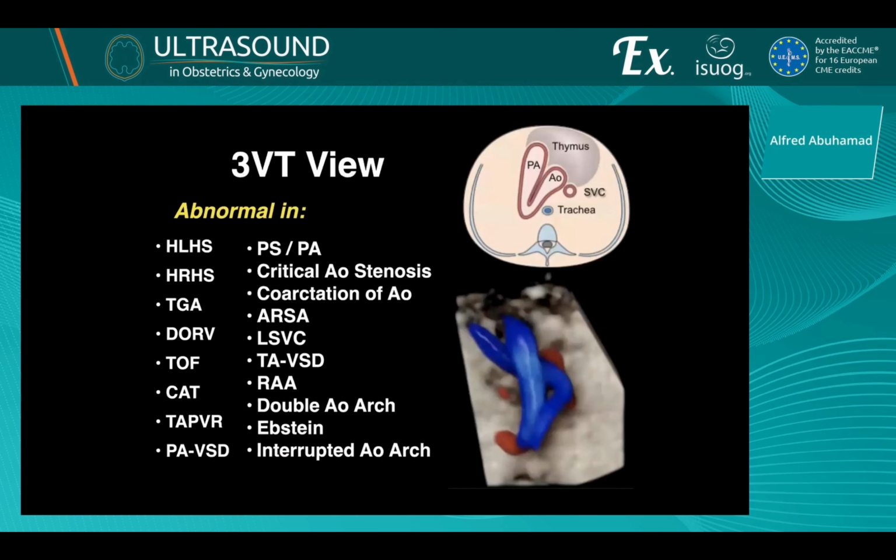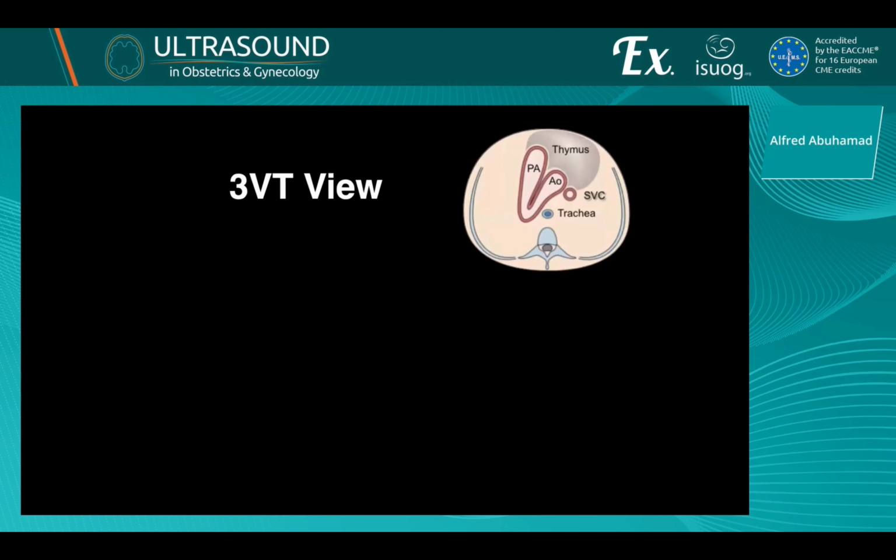So the three-vessel trachea view and the anatomy of the LVOT are really, really critical in the evaluation of the great arteries. As you can see, there's a long list of cardiac malformations that are associated with abnormalities in the three-vessel trachea view and also in the LVOT, as I've shown you the anatomy before. And making sure that you are well aware of the normal anatomy of the three-vessel trachea view is really critical in your evaluation of cardiac malformation.